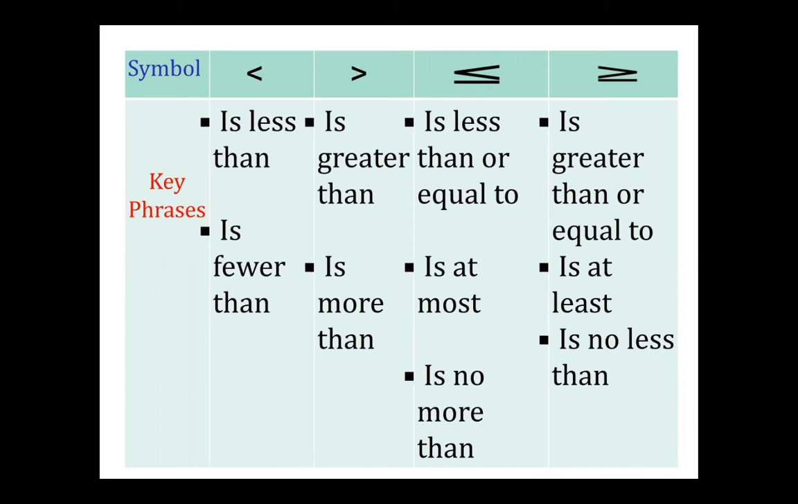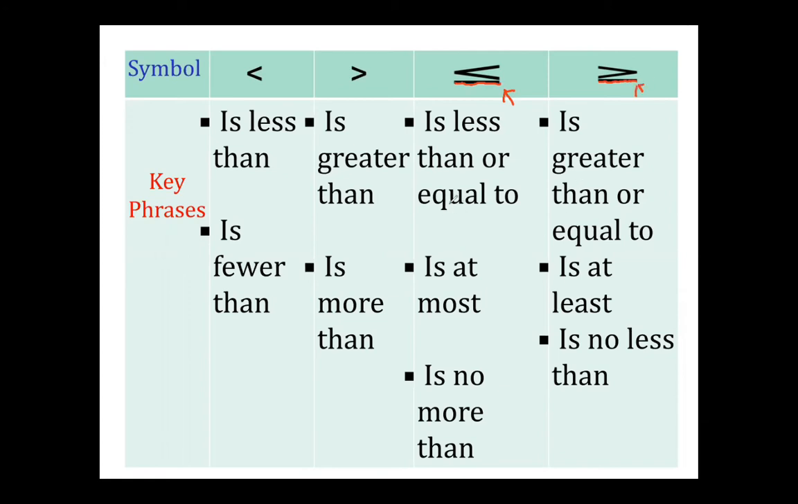The very first thing that we want to learn is the different symbols. So there are 4 symbols that you have to know for this chapter. It's going to be less than or greater than, which are probably the ones that you're most familiar with. And then we have 2 new ones, which is less than or equal to, and then greater than or equal to. You'll know that they are less than or equal to or greater than or equal to if you see this line underneath the symbol.